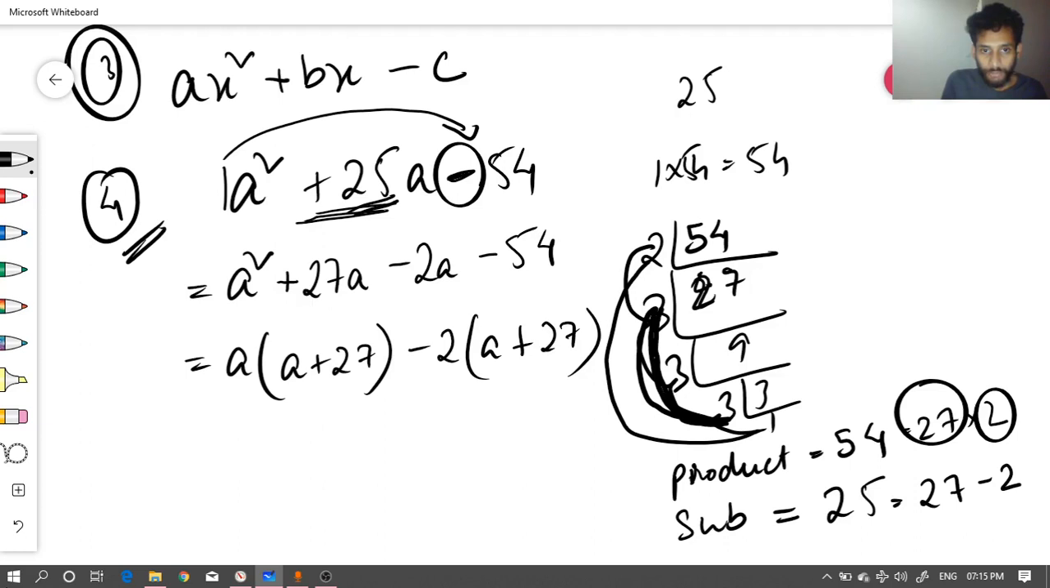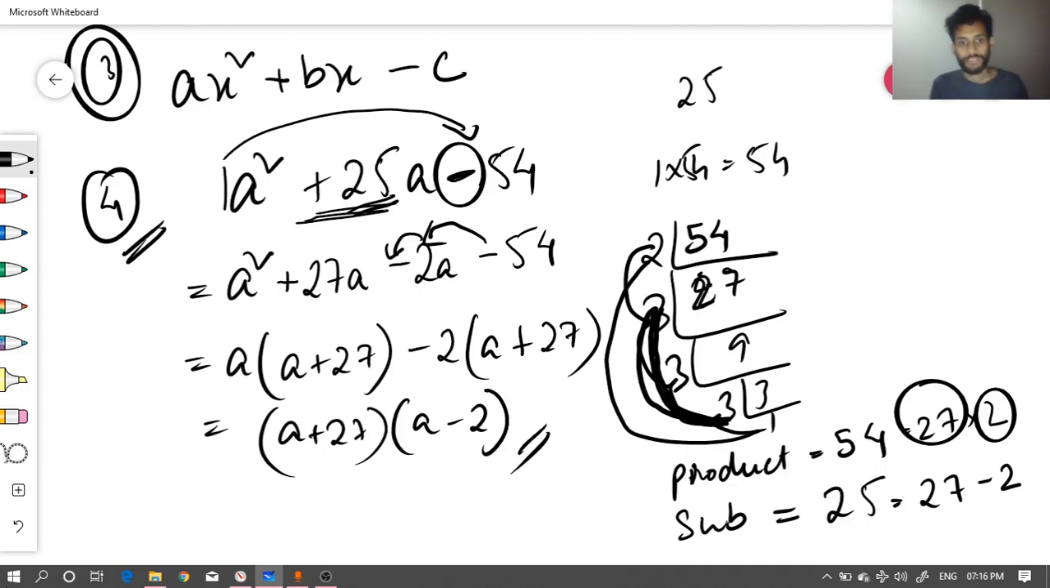If I take minus common, it will come from here also and here also. Okay, so this is why it became plus here. So after that a plus 27 is common, so next will be a minus 2. So this is your answer.